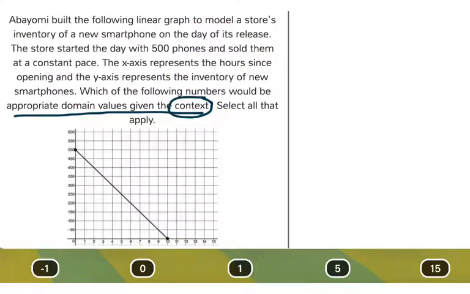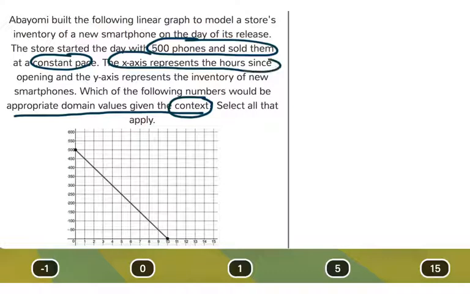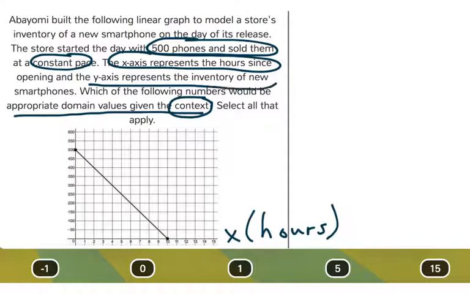Abayomi built the following linear graph to model a store's inventory of a new smartphone on the day of its release. The store started the day with 500 phones and sold them at a constant pace. The x-axis represents the hours since opening. Okay, so x is hours. Let's write that down. And the y-axis represents the inventory of new phones. Okay, so y is phones.